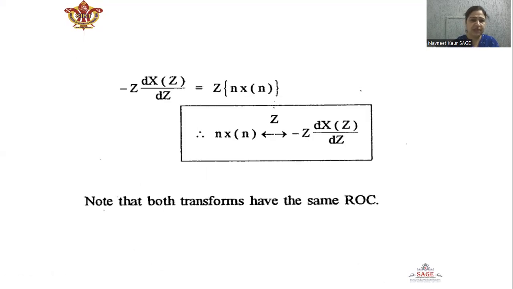And this is the only property which I wanted to prove, that nx(n) has z transform minus z dX(z) upon dz. And upon differentiation, there will not be change in the ROC.